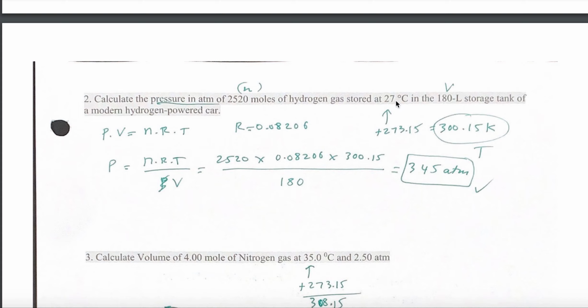Times 27 degrees Celsius, but we have to use Kelvin, so that's add 273.15, so we get about 300.15, divided by V, which is 180 liters right there. So you should get 345 ATM if you do it correctly.